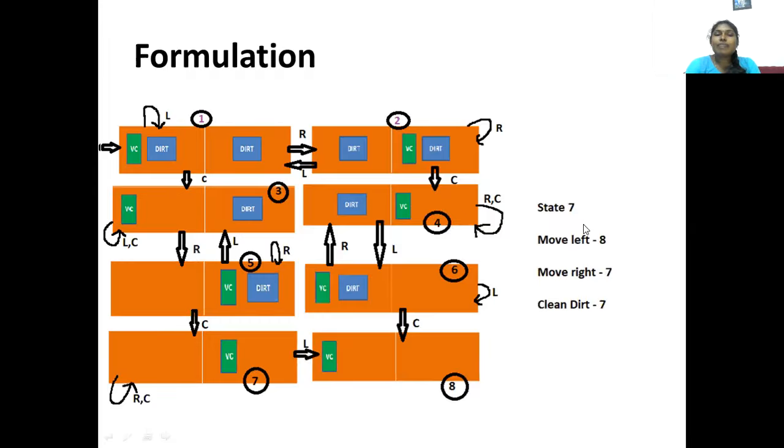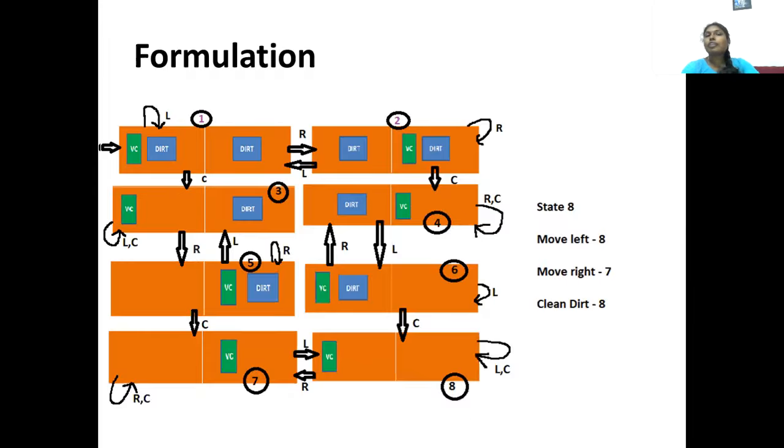So in state 7, the vacuum cleaner is in the right side room. When it wants to move left, it will go to state 8. Both the rooms are clean, and the vacuum cleaner is in the left side room. Or in case it wants to move right, it is already on the right side. Or in case it wants to clean the dirt, move left, right. I'm sorry, you just check it out here. So when it wants to clean the dirt, it will remain in the same place. And similarly for state 8 too, we have the same kind of transitions.